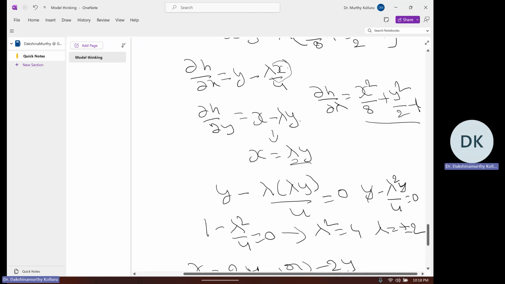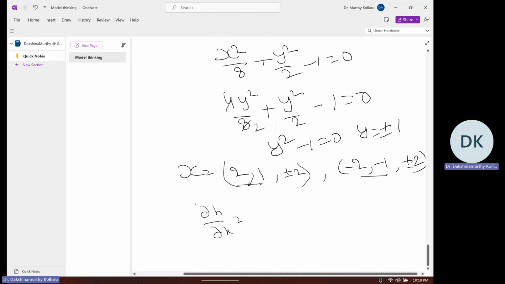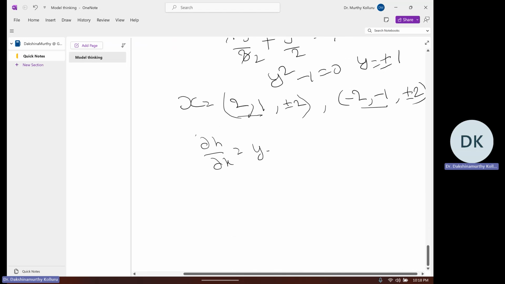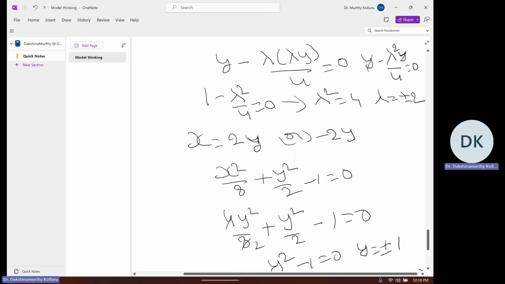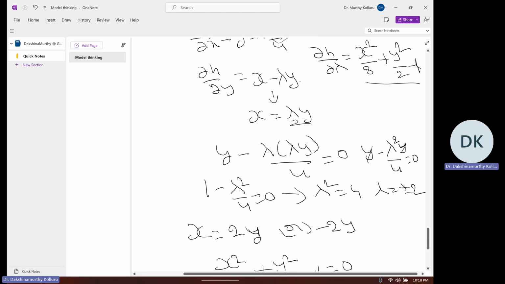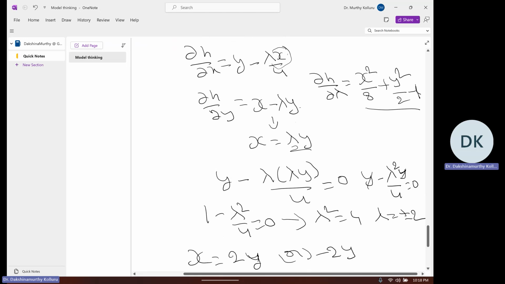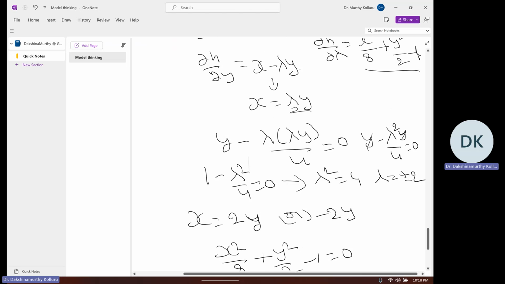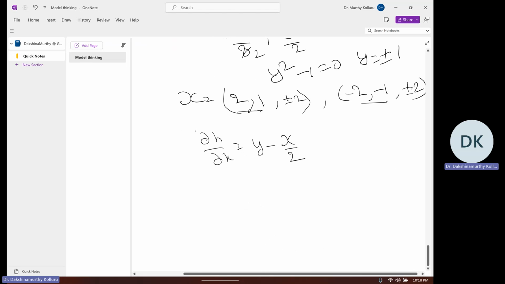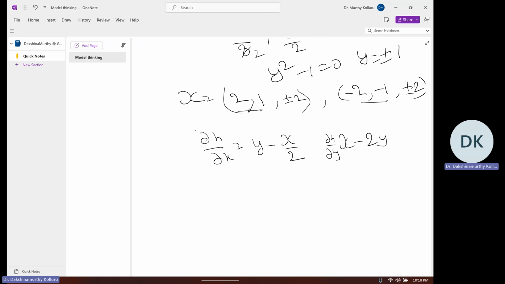y minus, let's take lambda of plus 2, y minus 2x by 4, or y minus x by 2. That is dou h by dou x. So I substituted the lambda value here. Lambda is equal to plus or minus 2, right? I'm just taking plus 2 for the time being. Dou h by dou y is x minus 2y. So I substituted the values of lambda.